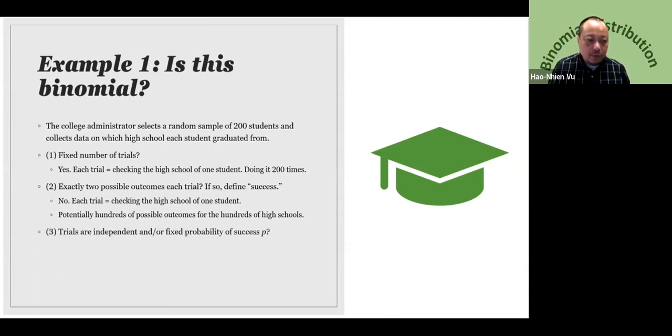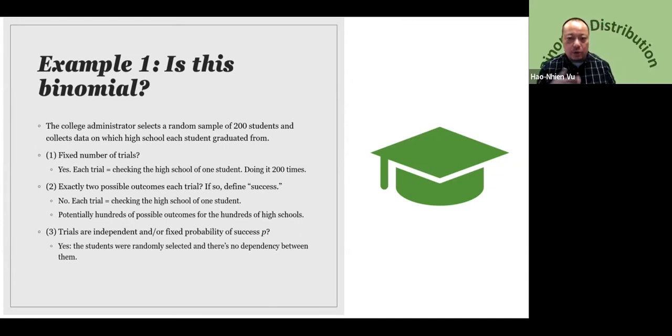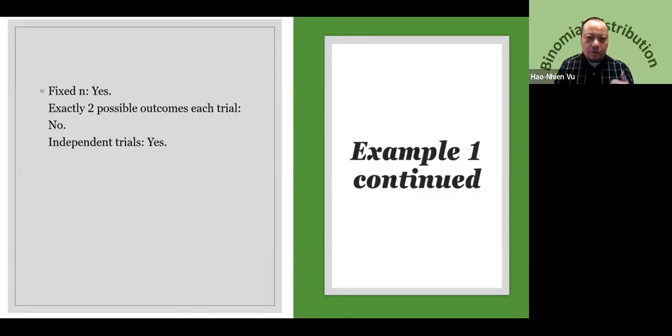Now to condition number 3, are the trials independent, and or if there's success, then is the probability of success fixed at some number p? The answer is yes. The students were randomly selected, and that means there's no dependency between them. The answer is the trials are independent. All right, so we have fixed n. We don't have exactly 2 possible outcomes each trial, and we do have independent trials. We got 2 out of 3.